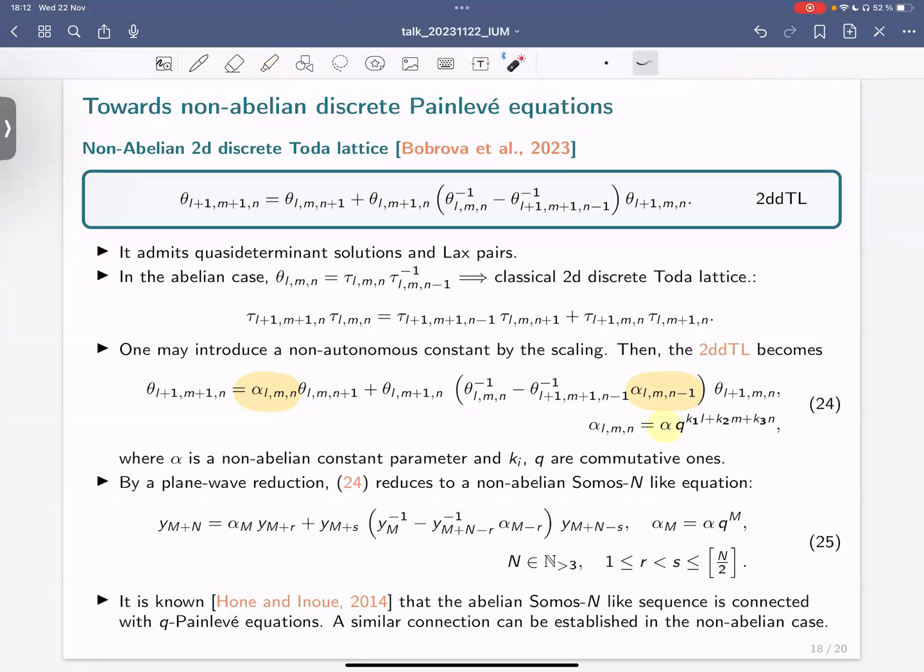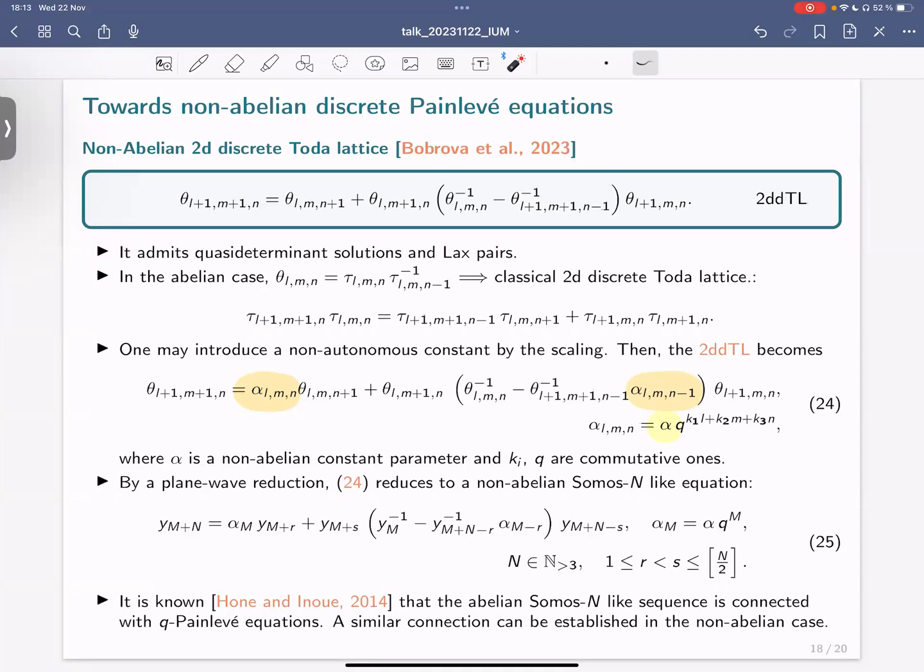Well, this equation, now we are going to reduce to a one-dimensional equation. In order to do this, we consider a plane wave reduction, and then this equation can be reduced to a non-Abelian analog of the Somos-N sequence that can be written in this form. And again, to derive from this sequence a Somos-N-like equation, we also need to look at a reduced change of variables of this form.